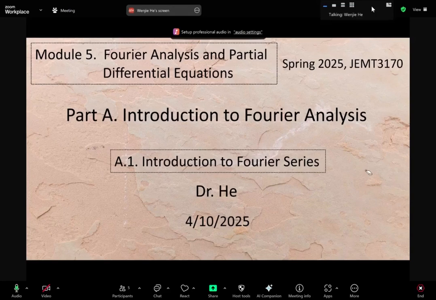So today we start Module 5, the topic: Fourier analysis and partial differential equations. For the partial differential equation part, I want to give you a relatively simple introduction and some simple examples, just to give you some basic ideas. The Fourier analysis is our main topic in this module. All right. Today, part A, introduction to Fourier analysis.